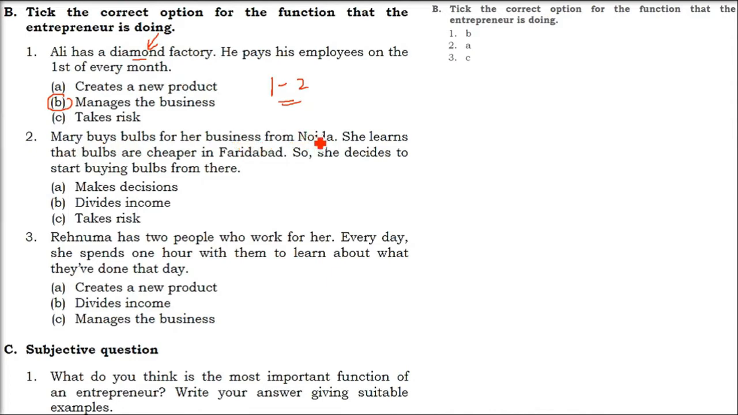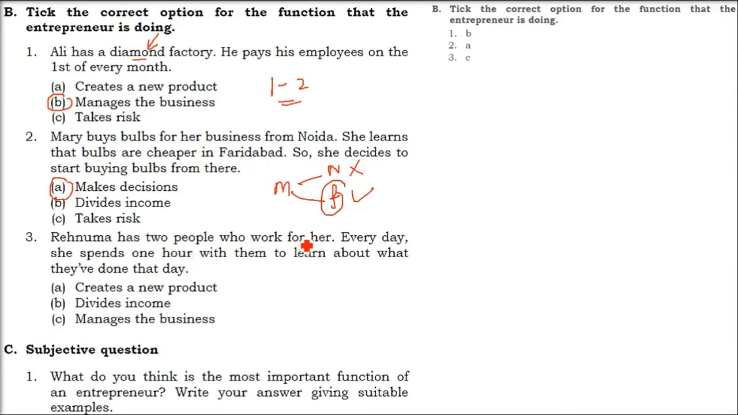Second is, Mary buys bulbs for her business from Noida. She learns that bulbs are cheaper in Faridabad, so she decides to start buying bulbs from there. She was taking from Noida. Now she understood that taking from Faridabad is way better. So she has been making a good decision, a better decision for the betterment of the entrepreneurship.